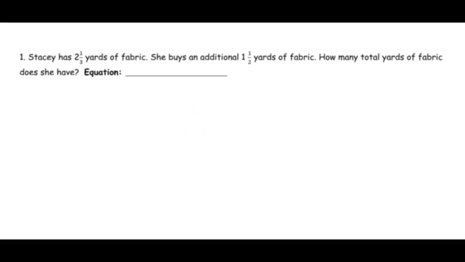Okay, guys, so this should be your equation. You should have 2 1/3 plus 1 1/2 equals, let's go F for fabric. So what were my clues that I was going to add? Well, here's one clue. She's going to buy an additional. So we know she has some, she's buying a little bit more. And then how many total yards of fabric does she have? So we want a total. So those were my clues. Little bit of fabric, little bit more, putting it together with the word addition.